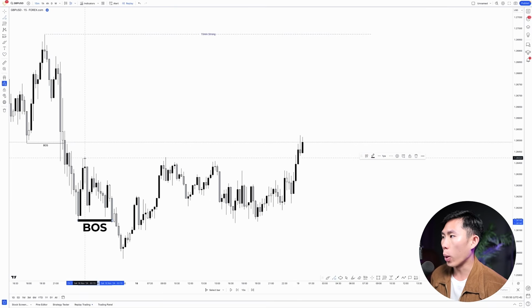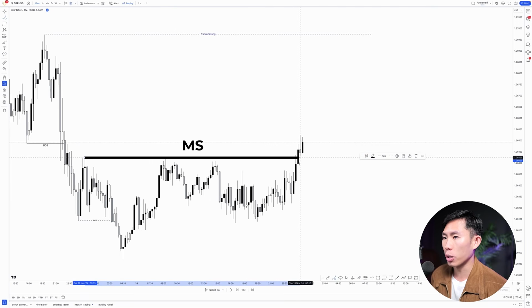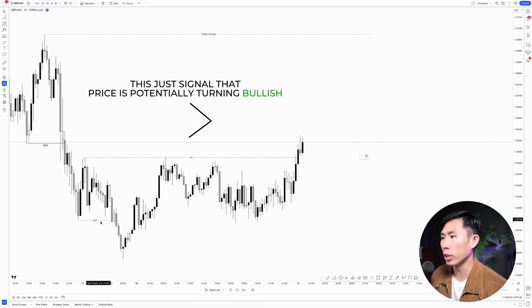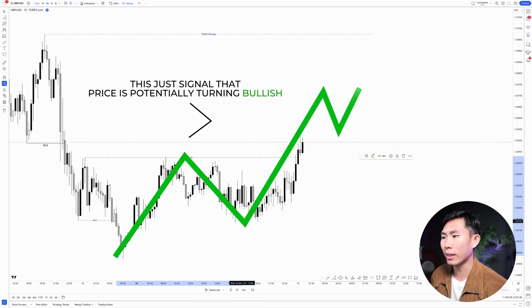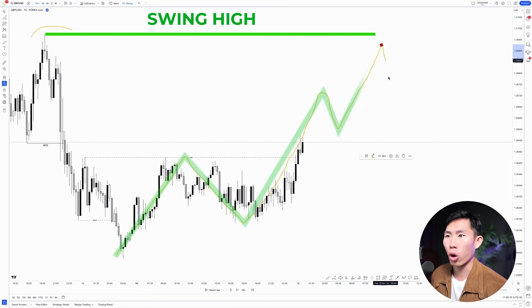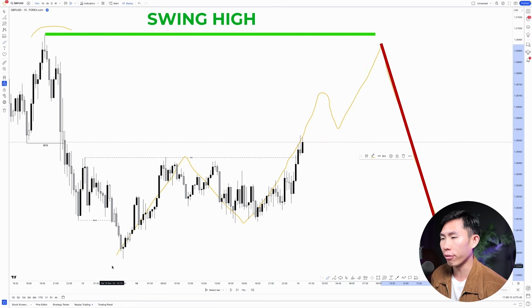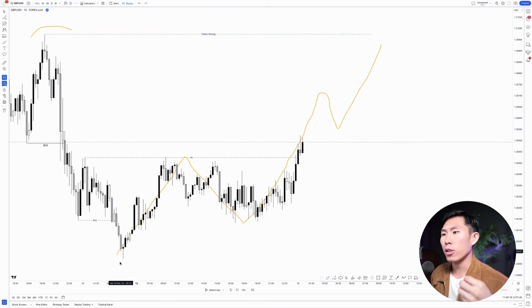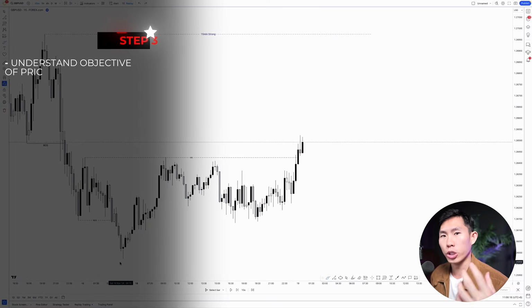So when we get a market shift right here, where price broke past that last internal lower high, this does not signal that price has officially shifted bullish. This just signals that price is potentially turning bullish to facilitate that pullback back to that last swing high before continuing down, going even further and continuing to create that lower high, lower low dynamic. So always try to understand the objective of price. What is price trying to do?